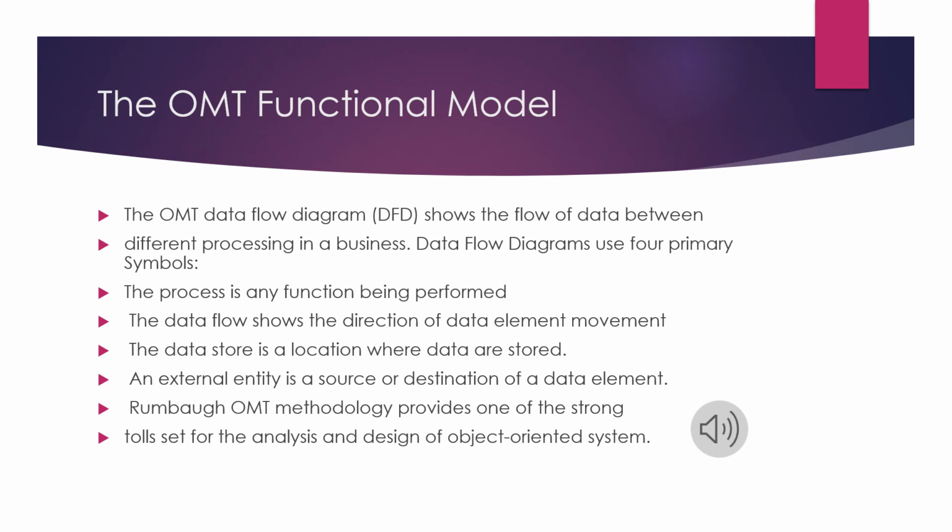The next content is the OMT functional model. The OMT data flow diagram, that is DFD, shows the flow of data between different processes in a business. Data flow diagrams use four primary symbols. The process is any function being performed. The data flow shows the direction of the data element movement. The data store is a location where data are stored. An external entity is a source or destination of a data element. Rumbaugh OMT methodology provides one of the strongest tool sets for the analysis and design of object-oriented systems.